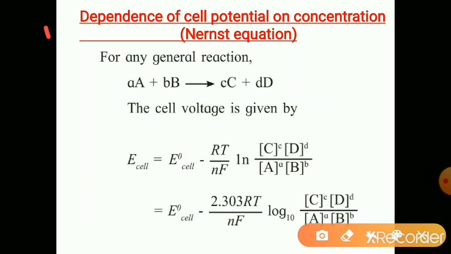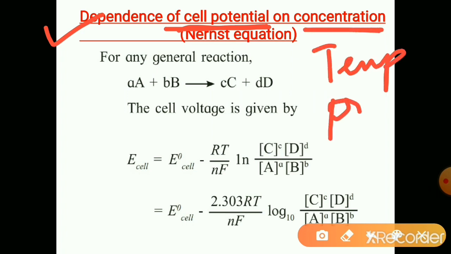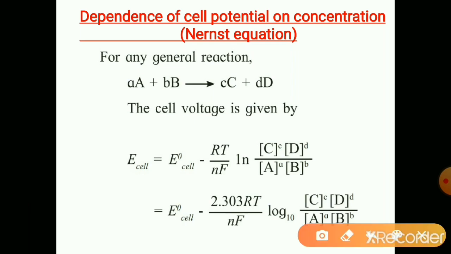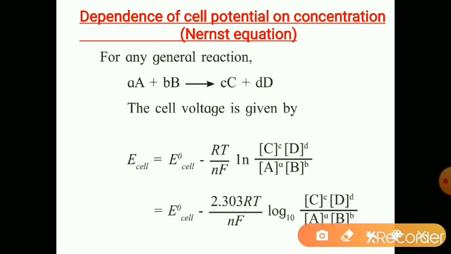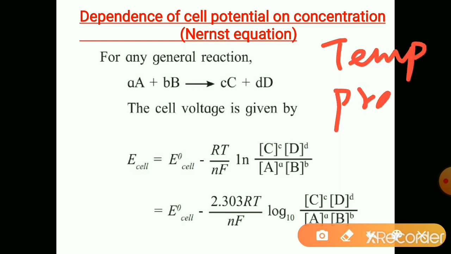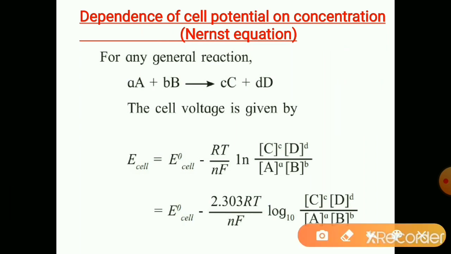The dependence of cell potential or electrode potential on concentration, temperature, and pressure is given by Nernst, so it is called the Nernst equation. This dependence of cell potential on the concentration of the species, the temperature at which the reaction takes place, and the pressures of the gases was given by Nernst. Let us see the Nernst equation.